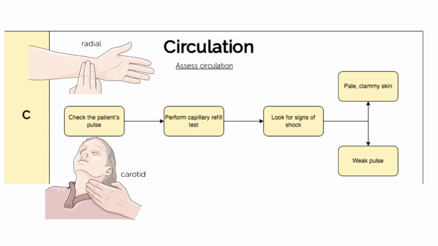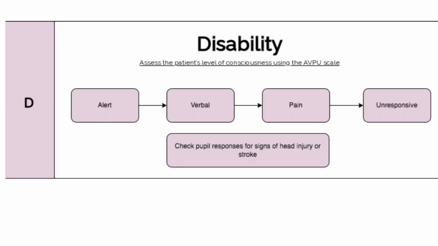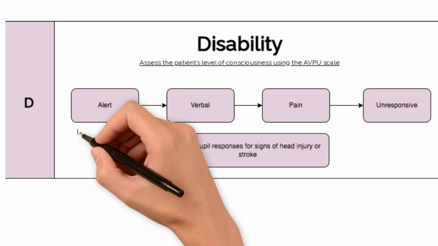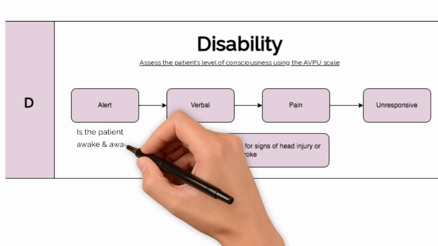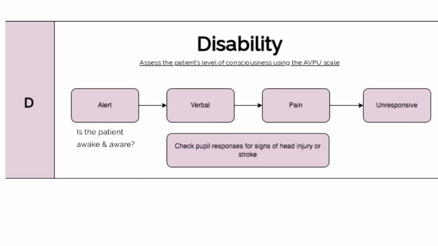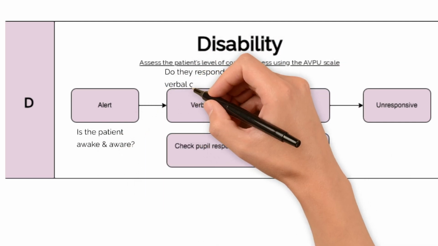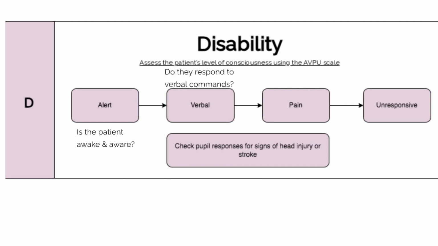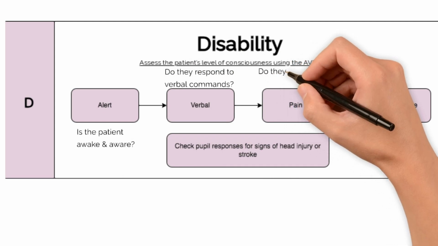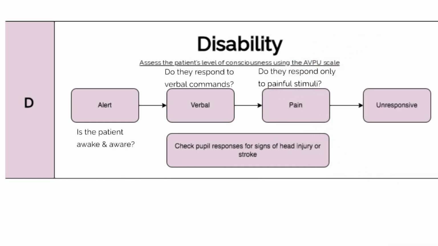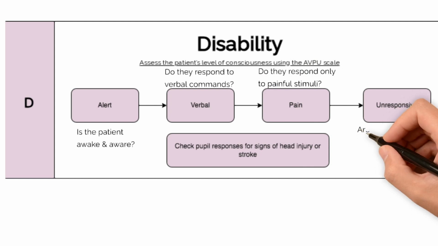Now we move on to disability, where we assess the patient's neurological state. This is done quickly by using the AVPU scale. Alert. Is the patient awake and aware? Verbal. Do they respond to verbal commands? Pain. Do they respond only to painful stimuli? Unresponsive. Are they completely unresponsive?